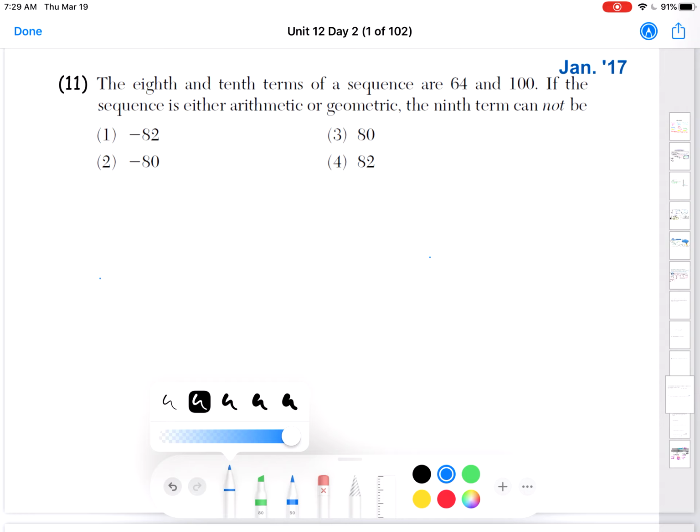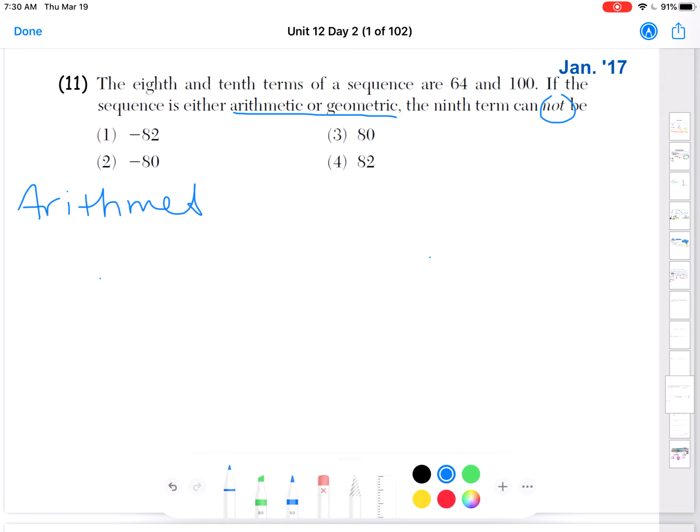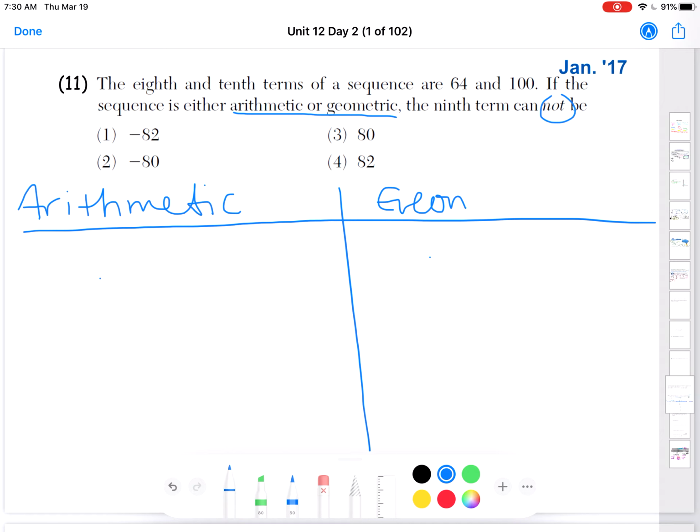So it says the 8th and 10th terms of a sequence are 64 and 100. If the sequence is either arithmetic or geometric, now that's interesting. They're telling me it could be either one. The 9th term cannot be. All right, so I like charts. Let's make one. And let's set this up. So it says that the 8th term is 64, and then I have space between, and the 10th term is 100, and I'll do that over here as well.